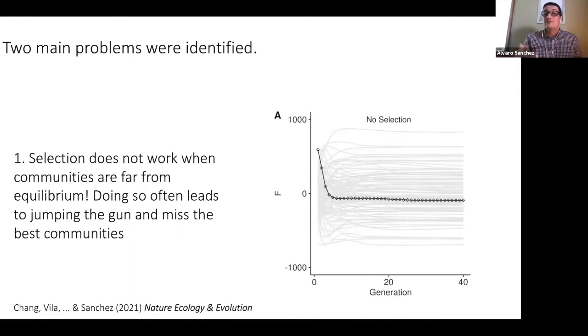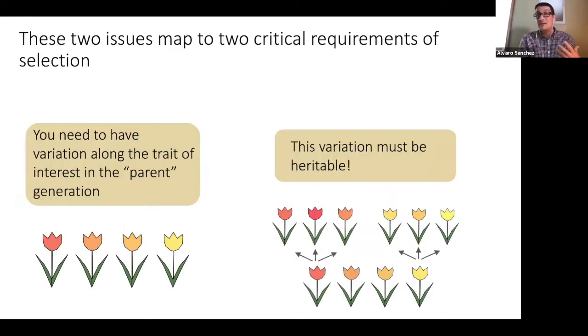So if you are selecting for communities that are very far from equilibrium, you are jumping the gun and selecting for communities that may have had a high function early on, but it was an unstable function, because of ecological dynamics, where species composition is changing. At this point, the community might have had a very high function because it had species that would eventually go extinct. And therefore, as the community now stabilizes, its function might not be as high as it was before.